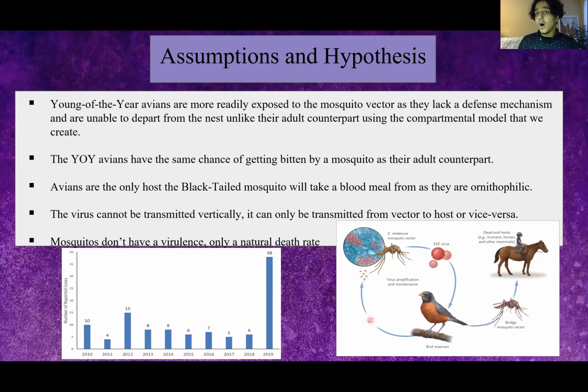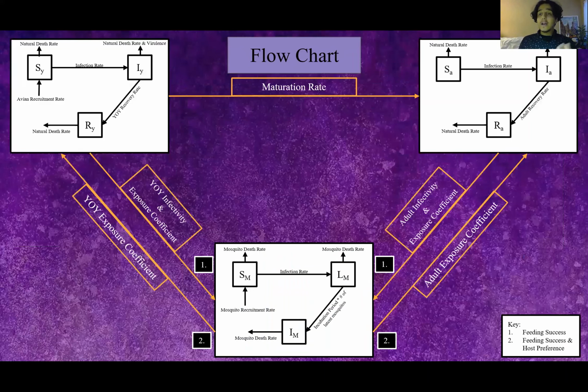Now, mosquitoes also don't have a virulence for the virus, meaning a virus-induced death rate. They are infected and they're infected for life. They will never die due to the virus. They only die due to natural causes. Now, I created a flowchart to show what the flow of individuals between classes were within our 9 classes in our differential equations that you will see on the next slide.